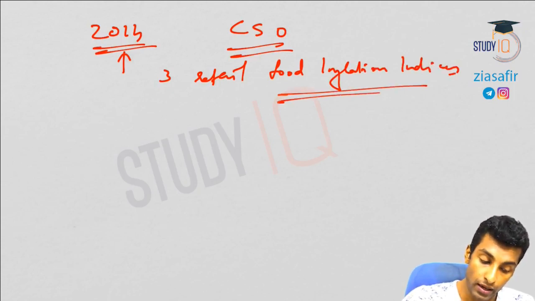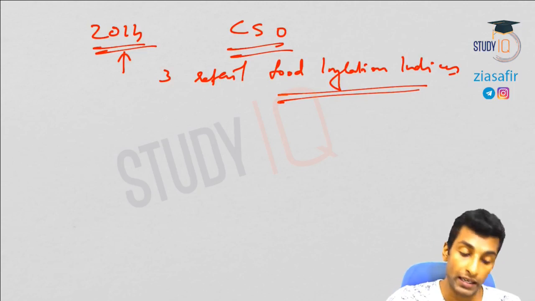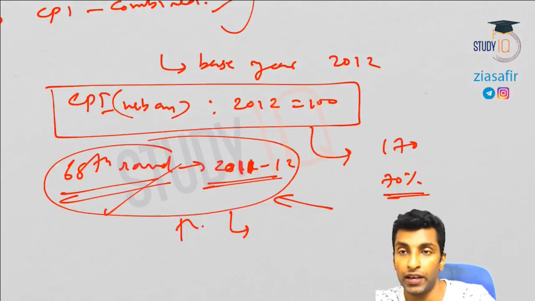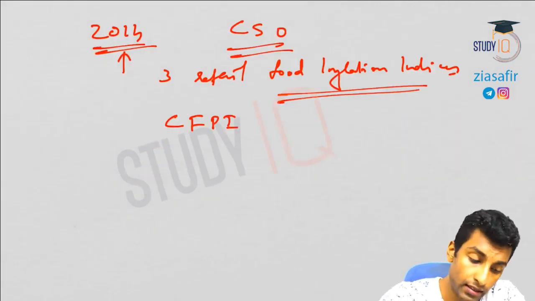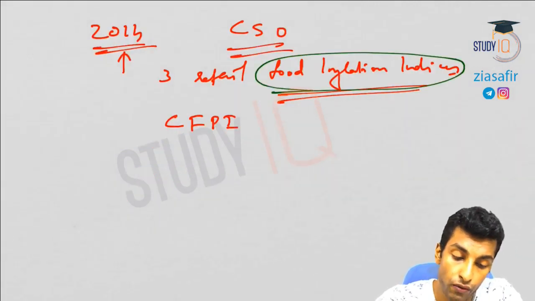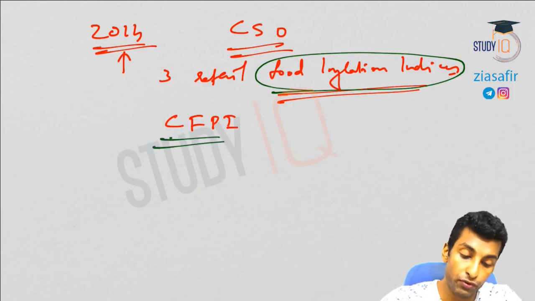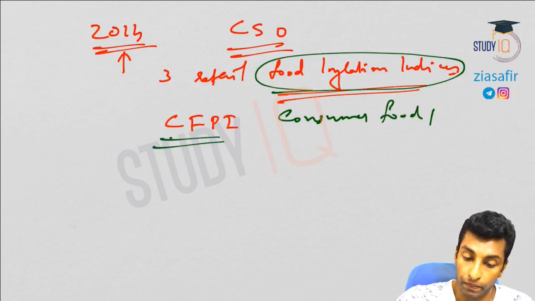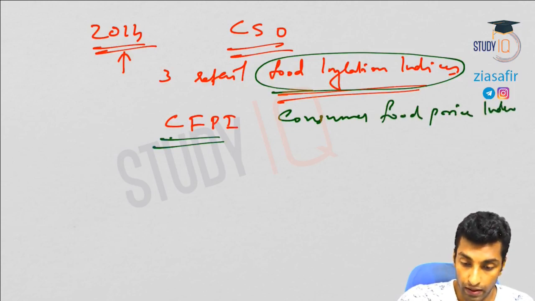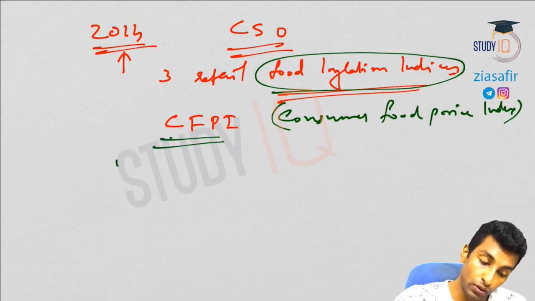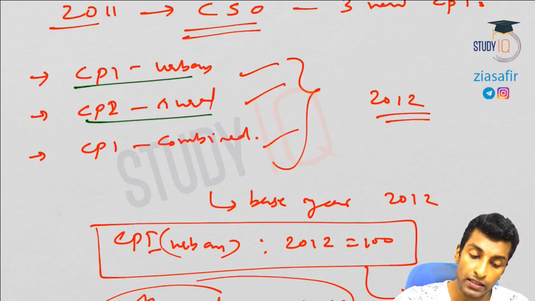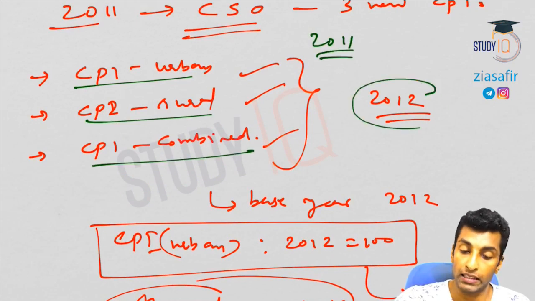This is under the consumer food price index, CFPI. Here we were writing CPI, consumer price index. So here it is crystal clear that it is food inflation: consumer food price index. Exactly the same as before: we have seen CPI urban, CPI rural, CPI combined, introduced in 2011, base year 2012.